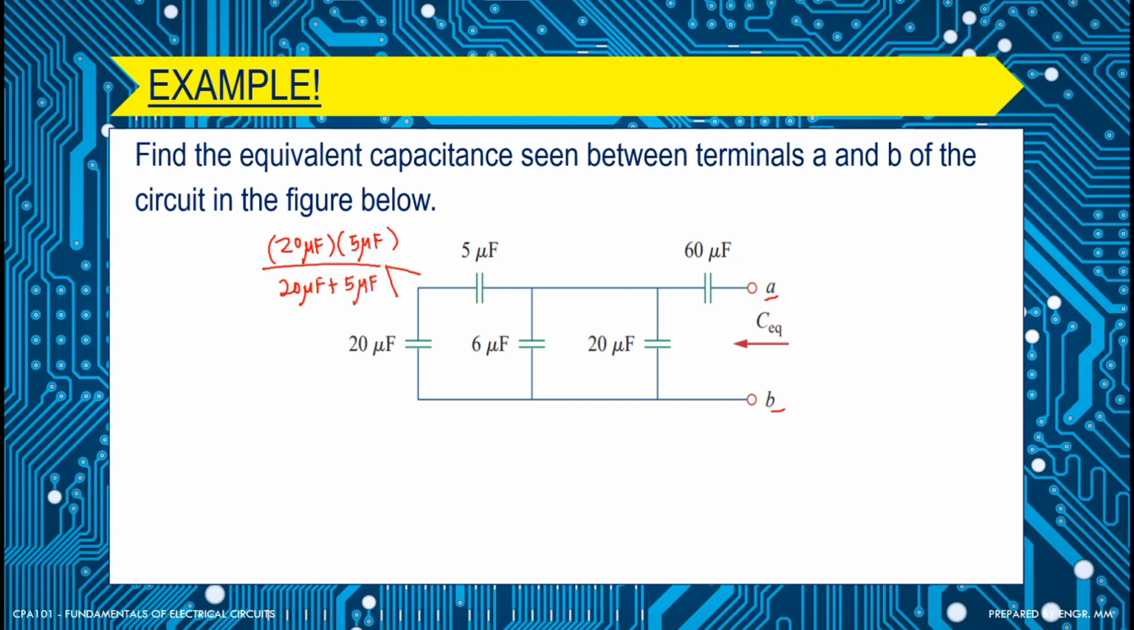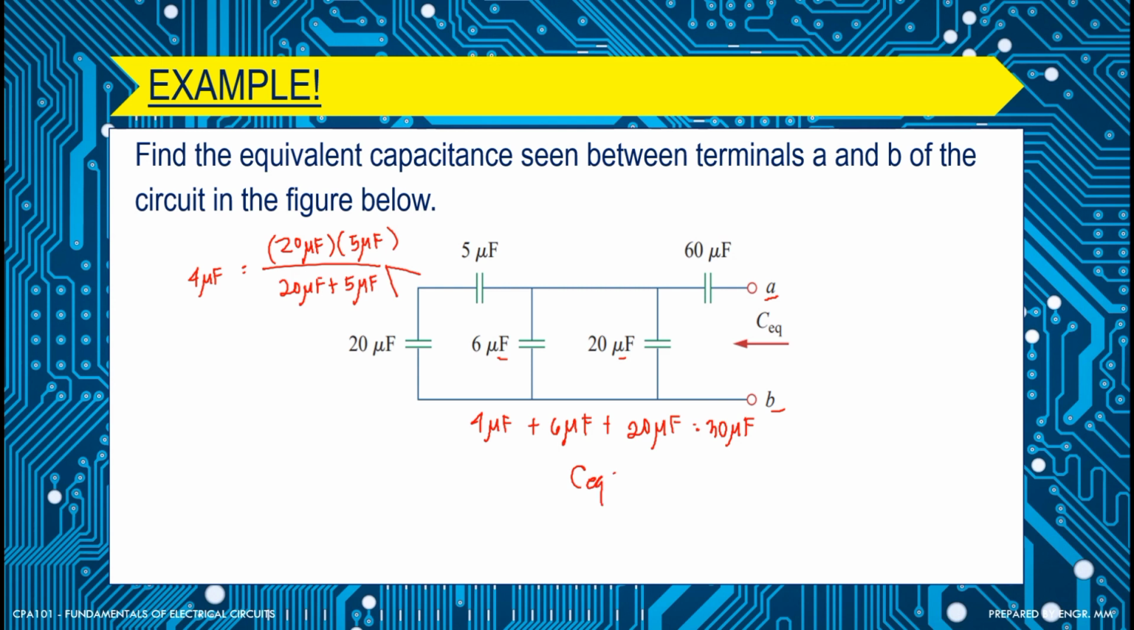And that is equal to 4, right? So this is equal to 4 microfarad. And 4 microfarad is in parallel with 6 and 20, so that would be just summation. So 4 plus 6 is 10 plus 20, we have 30 microfarad. And 30 microfarad is in series with 60 microfarad.